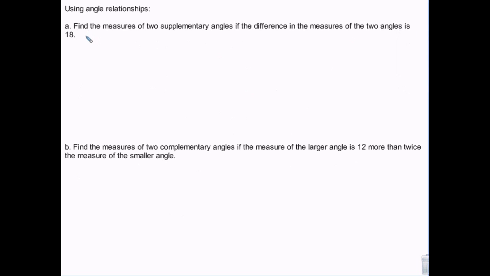We have word problems. Yay. I know how much you love those. Find the measures of two supplementary angles. Okay, this tells me it's going to equal 180 degrees. If the difference in the measures of the two angles is 18. Okay, so I have two angles. So let's write down what we know. We have two angles. And angle 1 minus angle 2 would be 18 degrees. That's the difference. And then angle 1 plus angle 2 would be 180 degrees.